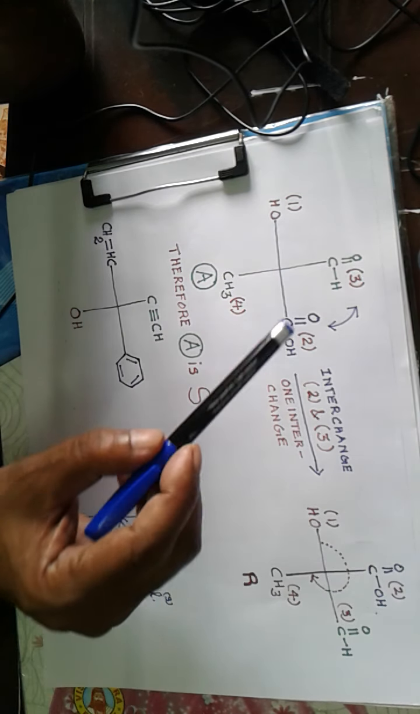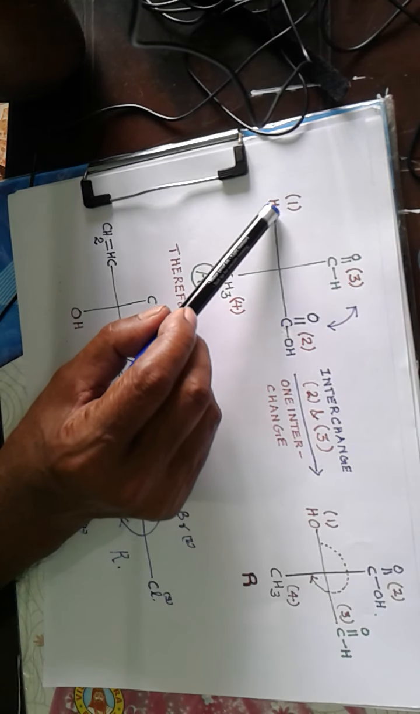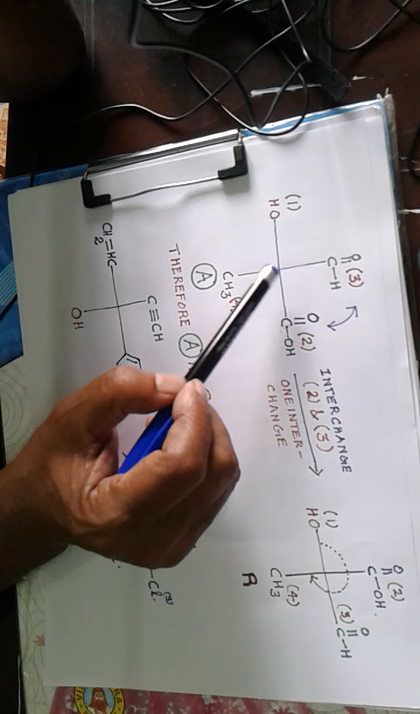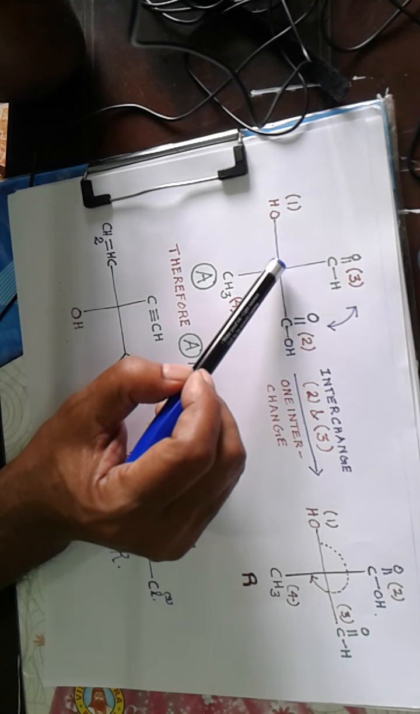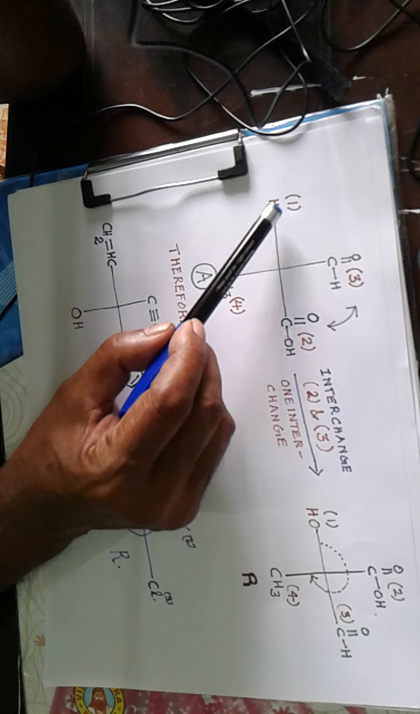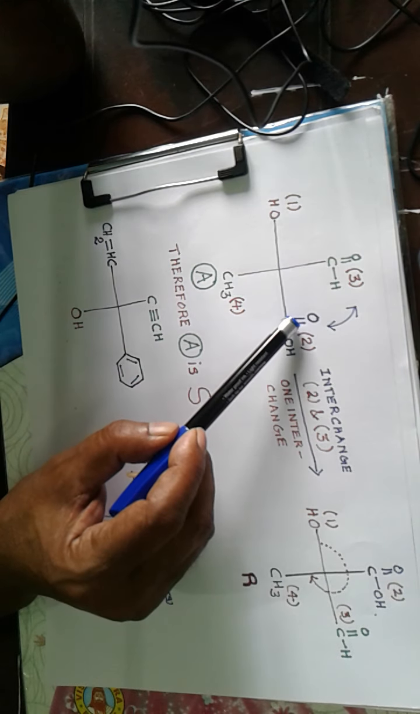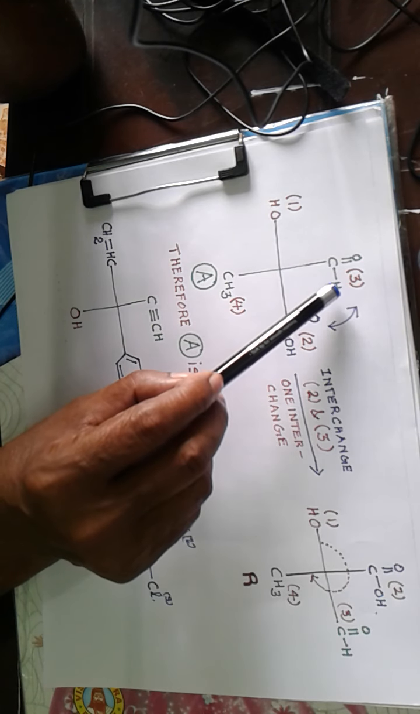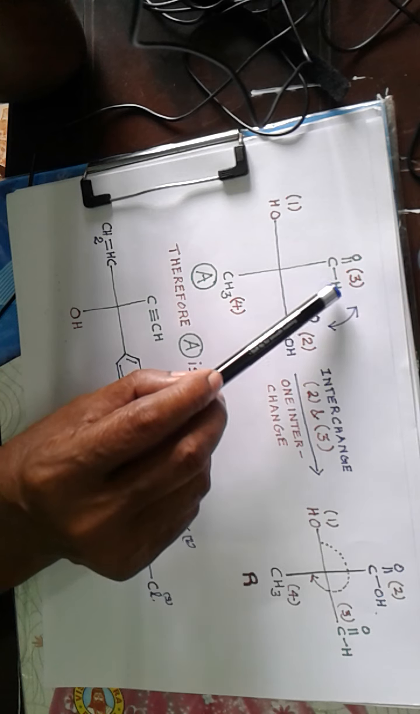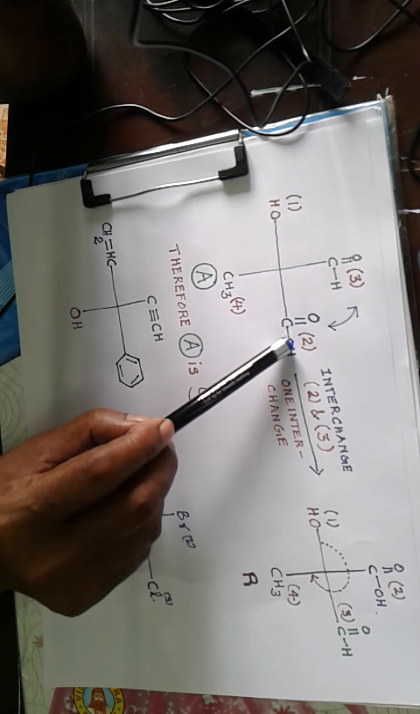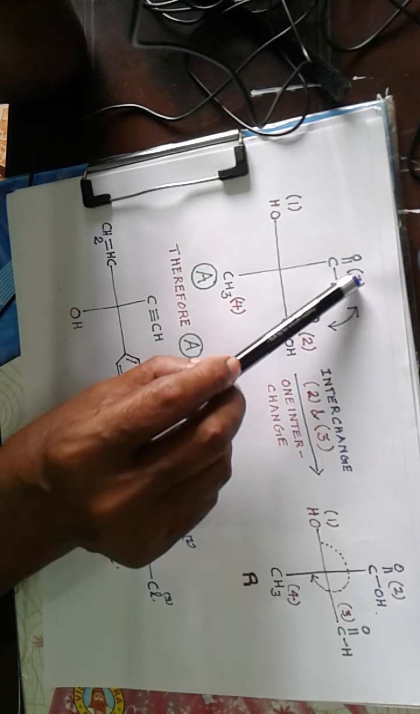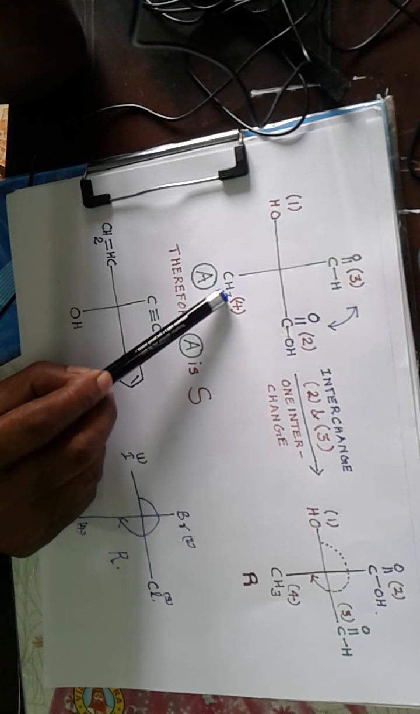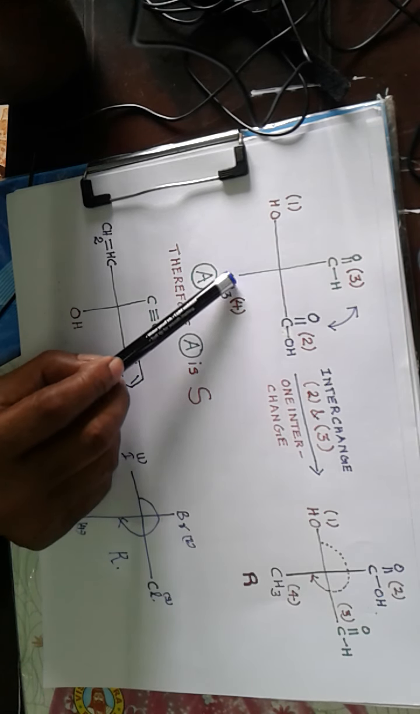Here the oxygen atom, since it has the highest atomic number among those atoms directly bonded to the chiral carbon, the OH group gets preference 1. Then the CO group is common to CHO and COH, so we look at the next atom, that is hydrogen here and oxygen here, so this group is given preference 2 and this one preference 3, and the least preference is given to CH3, which comes at the bottom of the vertical line.